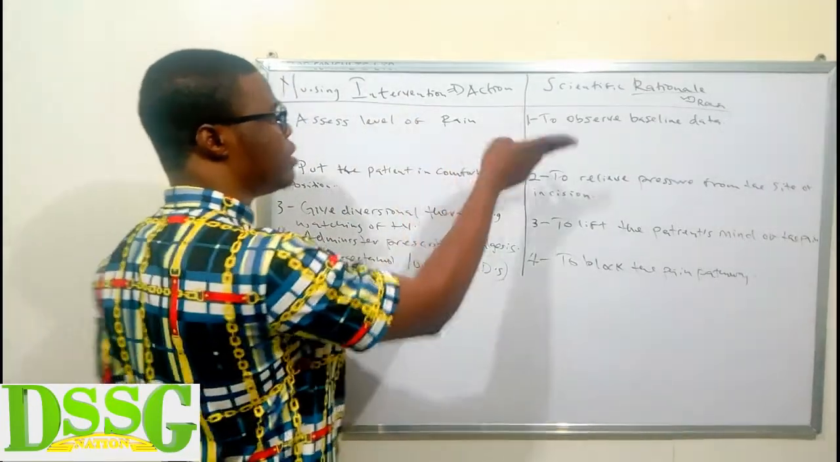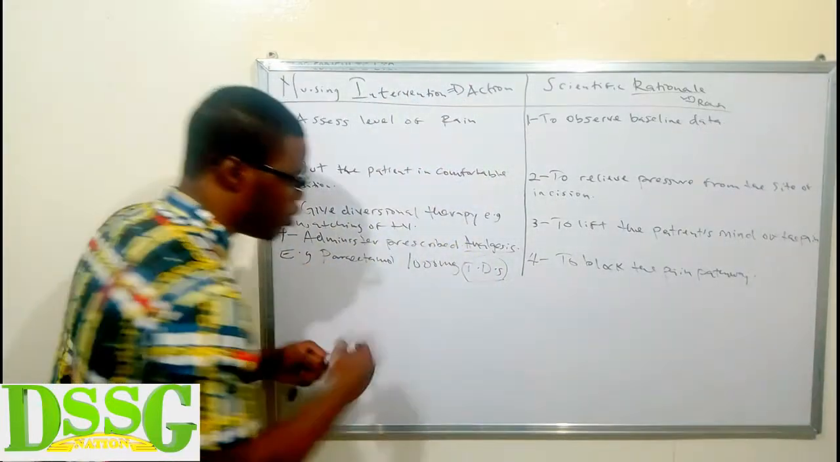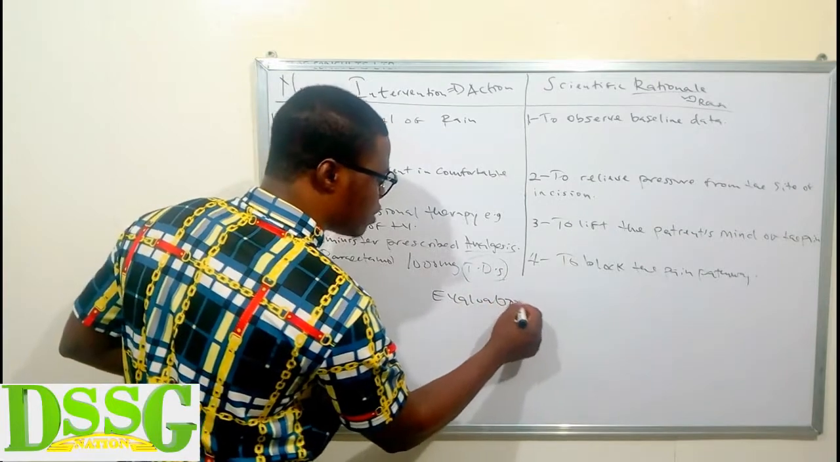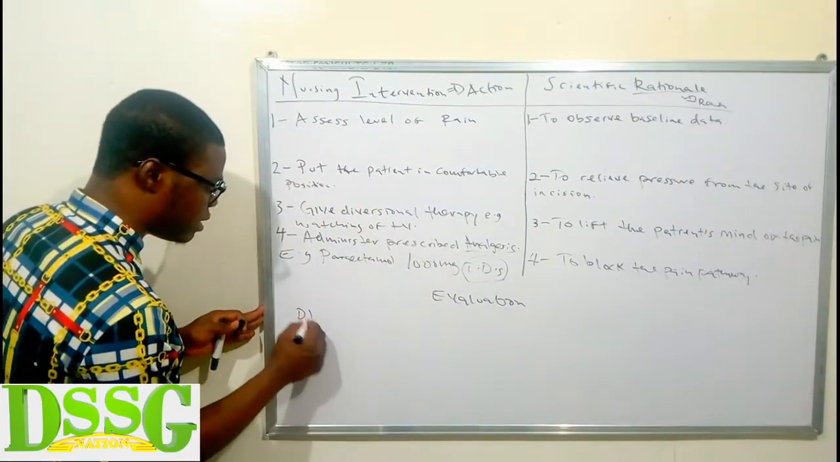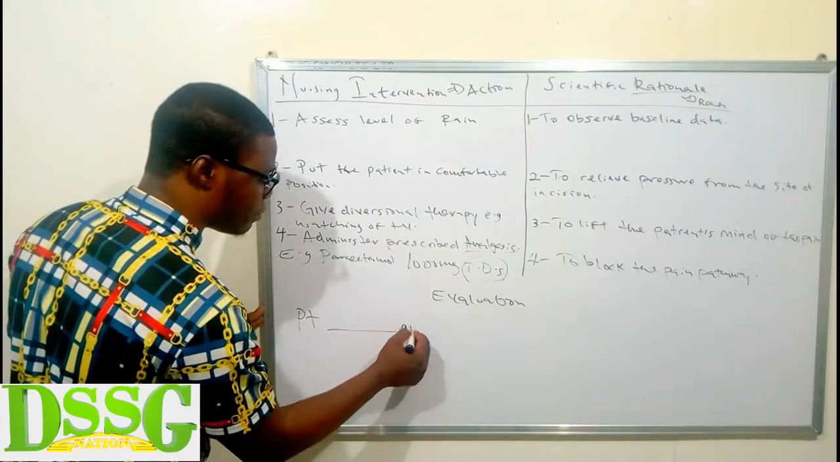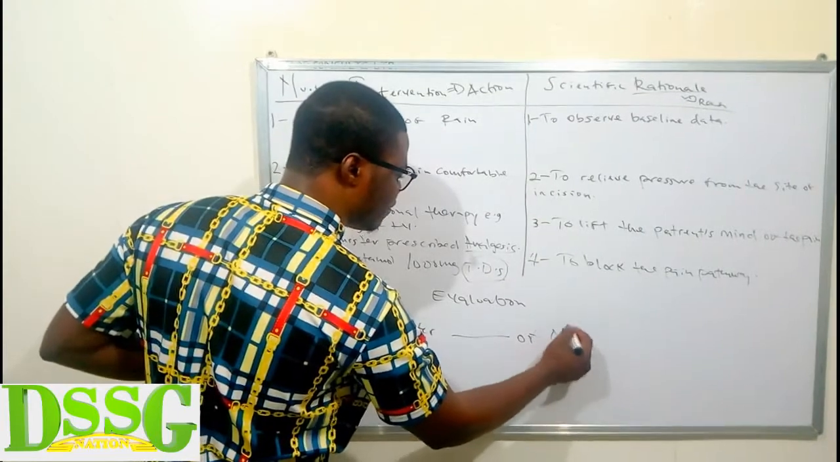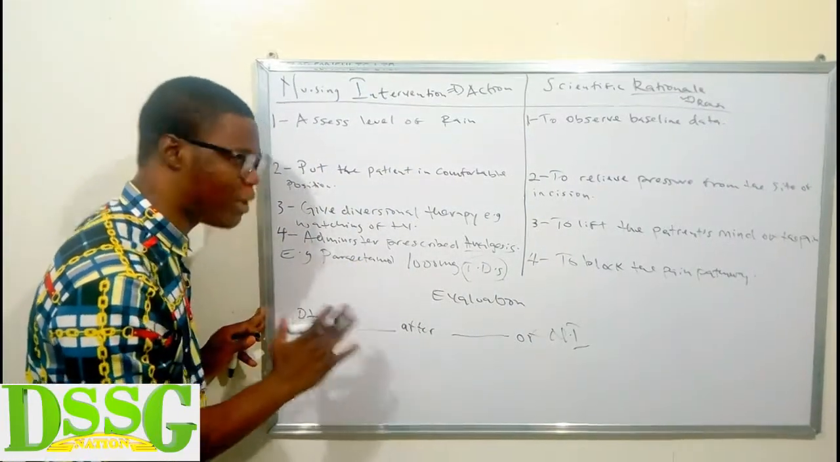Then the next one is what? The last thing now is evaluation. So let me just give you the evaluation here. For evaluation, the first thing you remind yourself is what is the format? The format is: Patient dash after dash of nursing intervention. And the first dash is the problem solved in past tense.